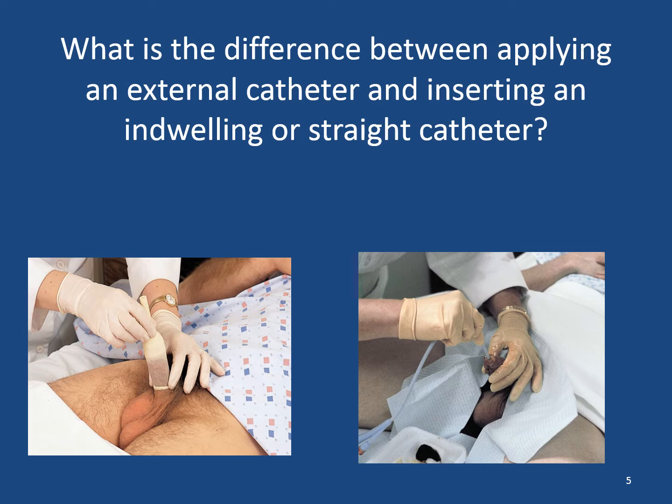So what is the difference between applying an external catheter and inserting an indwelling or straight catheter? The condom catheter, which is an external catheter, is a clean procedure. We use medical asepsis for this, and it is applied to the external penis. The indwelling catheter, however, is a sterile procedure using surgical asepsis and is inserted into the bladder through the urinary meatus.